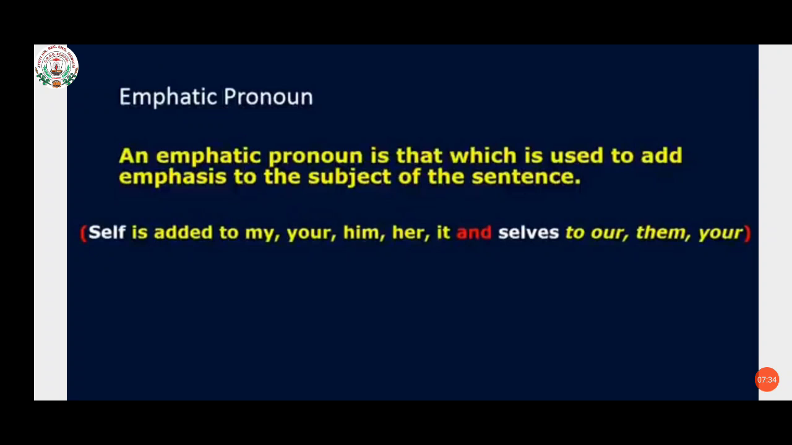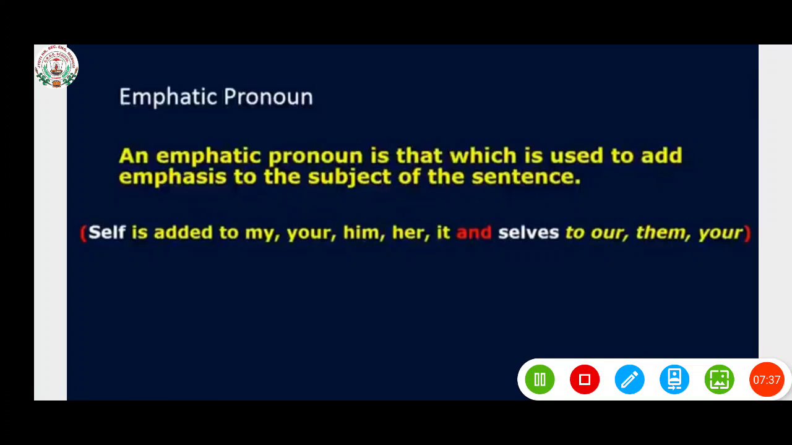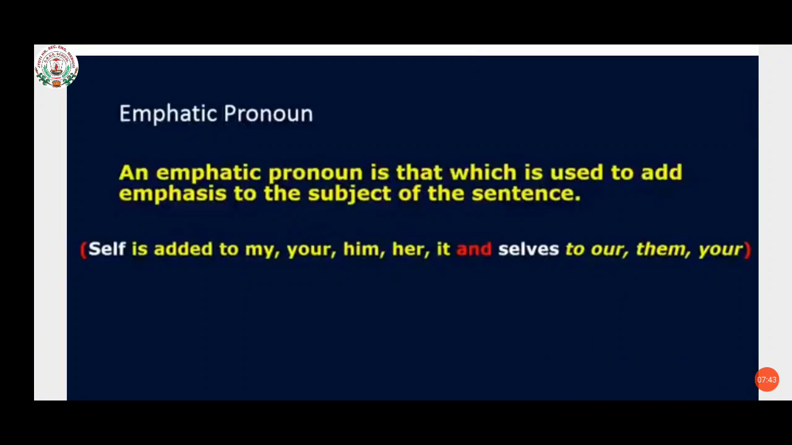Self is added to my, your, him, her, it, and selves to our, them, your. So students, the words myself, ourselves, yourself, yourselves, himself, herself, itself or themselves are also called what? Emphatic pronouns, when they are used for the purpose of emphasis.